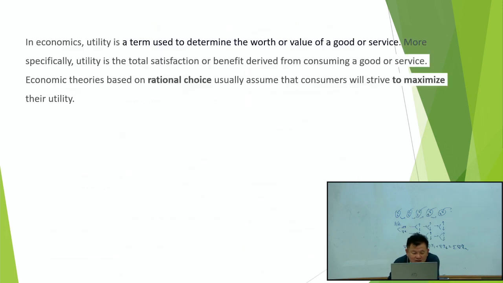That is the marginal utility expression, the equation. So in economics, utility is a term used to determine the worth or value of a good or service. More specifically, utility is the total satisfaction or benefit derived from consuming a good or service. Economic theory is based on rational choices. Rational choice usually assumes that the consumer will strive to maximize their utility. It means all human beings want to maximize their utility.